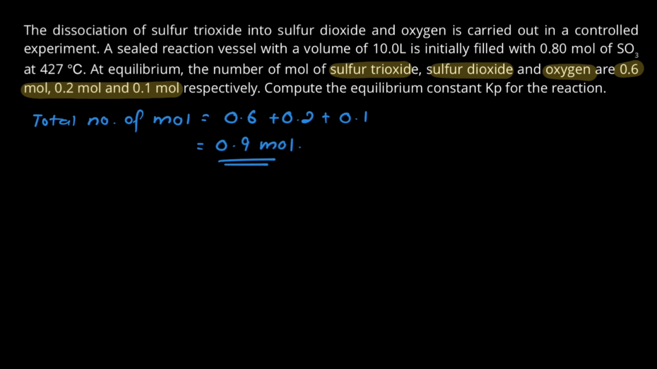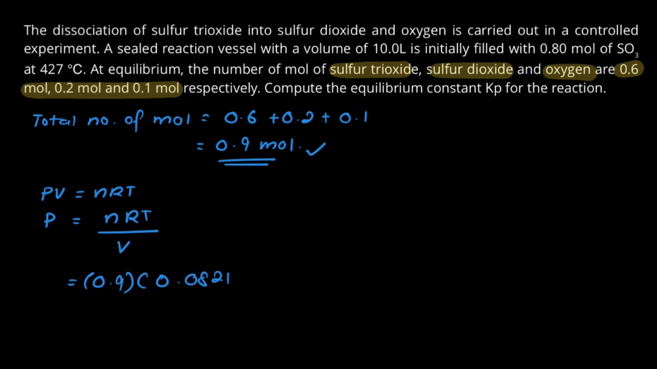Alright, so next up, we are going to find the total pressure. In order for us to find the total pressure, we need to use the ideal gas law. So from the ideal gas law, PV is equivalent to nRT. We can find the total pressure is equivalent to nRT divided by V. So your n is the total number of moles, which is 0.9. Your R is the gas constant, 0.0821. And your T, the temperature, is given, which is 427. So 427, you need to convert to Kelvin because of your gas constant.